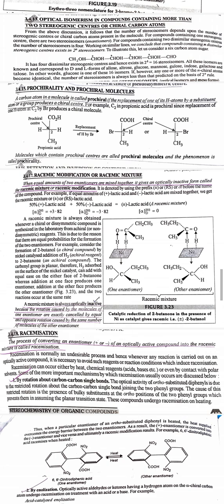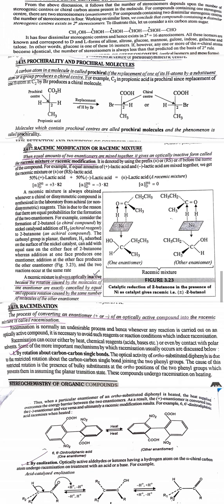Prochirality and prochiral molecule. A carbon atom in a molecule is called prochiral if the replacement of one of the H atoms by a substituent atom or group produces a chiral center. For example, C2 in propanoic acid is prochiral since replacement of one H atom on C2 by Br produces a chiral molecule. Molecules which contain prochiral centers are called prochiral molecules and the phenomenon is called prochirality.